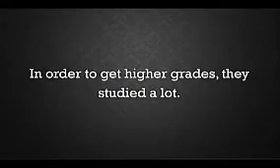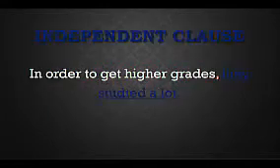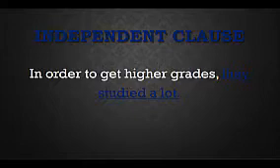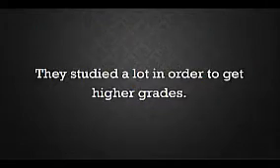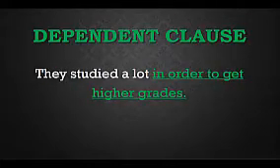In this case, the dependent clause comes before. In order to get higher grades, then we add a comma. The independent clause comes later. They studied a lot. They studied a lot in order to get higher grades. In this case, there is no comma because the independent clause comes before the dependent one.